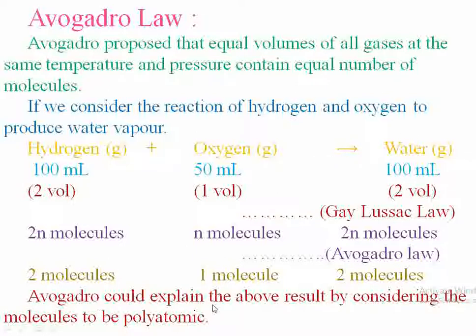Therefore, Avogadro could explain the above result by considering the molecules to be polyatomic molecules. This is the formation of water. This is a polyatomic molecule, that is a triatomic molecule, in which 2 hydrogen and 1 oxygen are present, and this law is also important for chemistry.